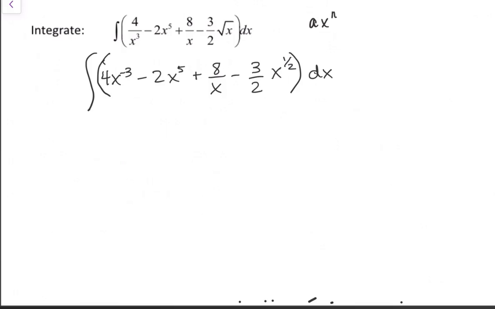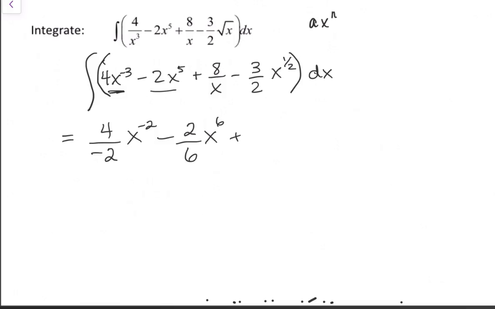So let's start the integration process. So if I start with 4x to the negative third, my power rule says I take the coefficient that's there and I divide by the exponent plus 1. So -3 plus 1 would be -2. And then that -2 will also be my new power. My new exponent is the old exponent plus 1. For the next term, I've got my old coefficient of 2 divided by the exponent plus 1, so divide by 6, and that's going to be x to the 6th.